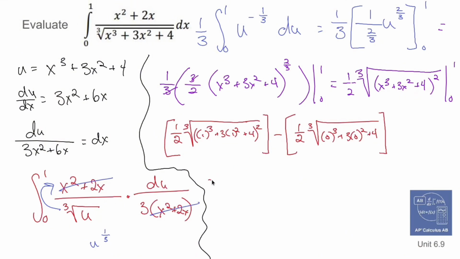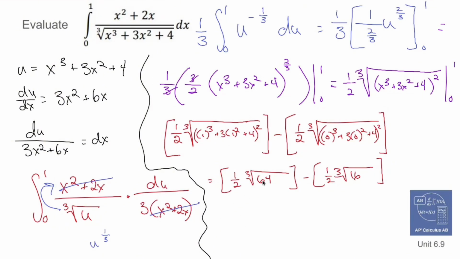So you become 1/2 times the cube root. Let's see if we can do a little bit. 1 plus 3 plus 4 is 8, so the cube root of 64 minus 1/2 the cube root of, another mistake was almost made. 0, 0, and 4. 4 squared is 16.